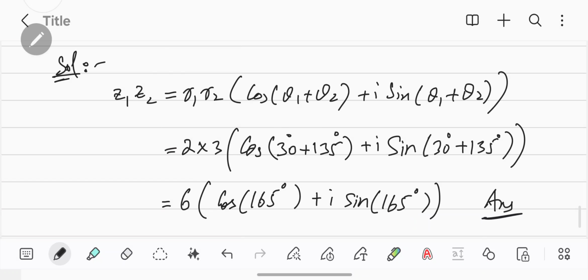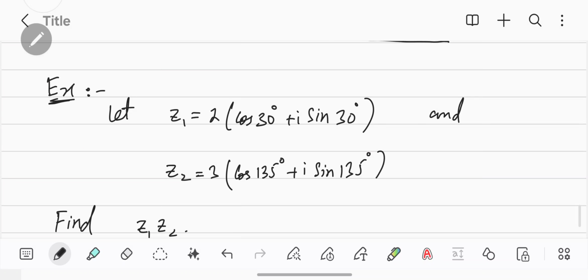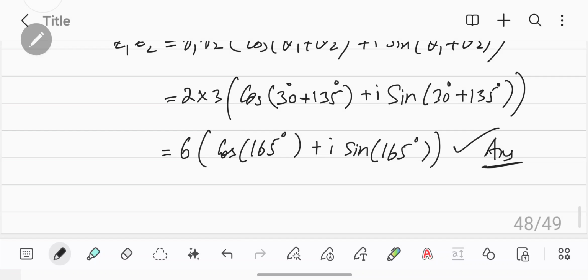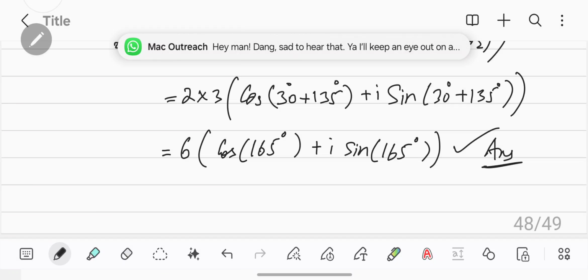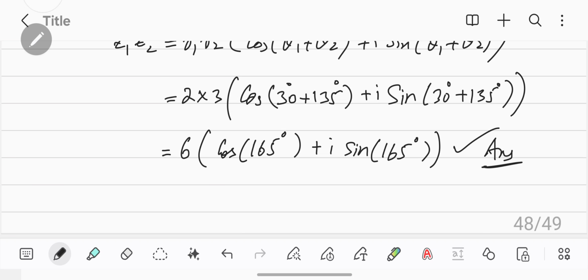If you want to see this example geometrically, you can make the diagram. You can make a complex plane, and first you will represent this number on the complex plane. Then you will represent the second number, then the product, and you will see the relationship of these three numbers. In other words, you have to find the geometric insight of these things.